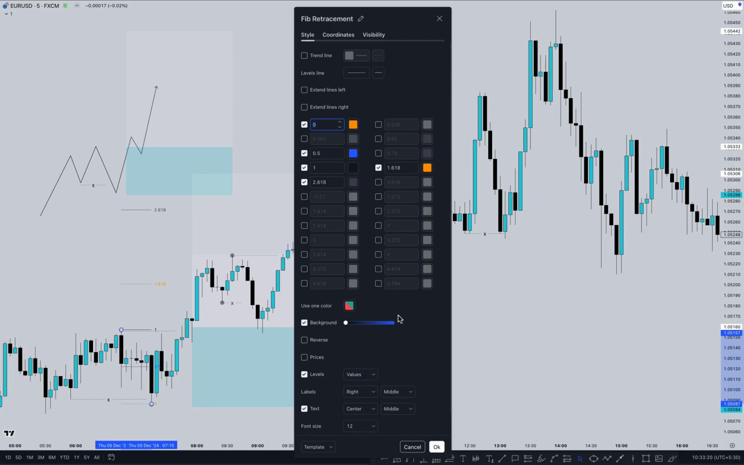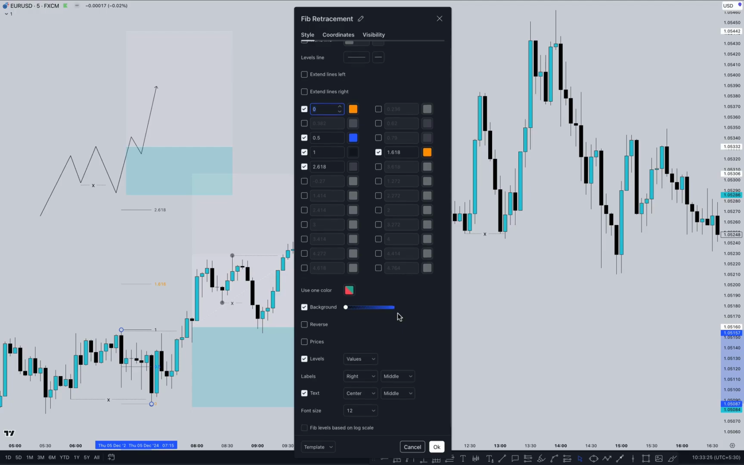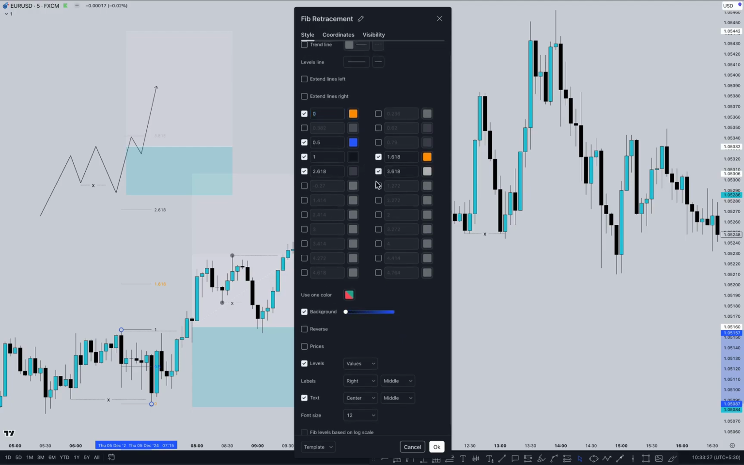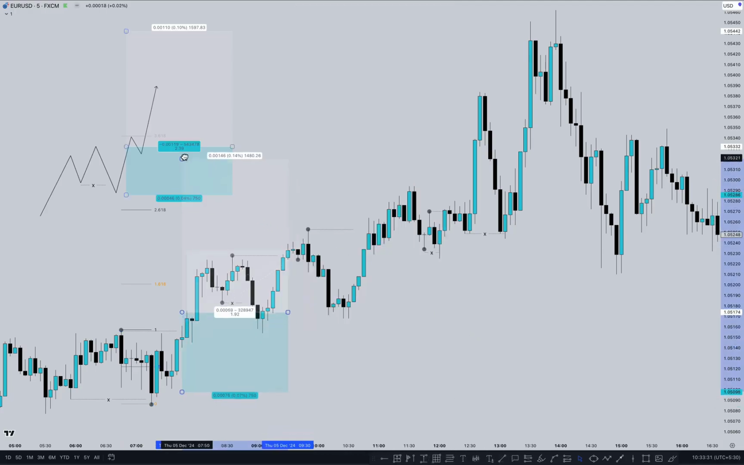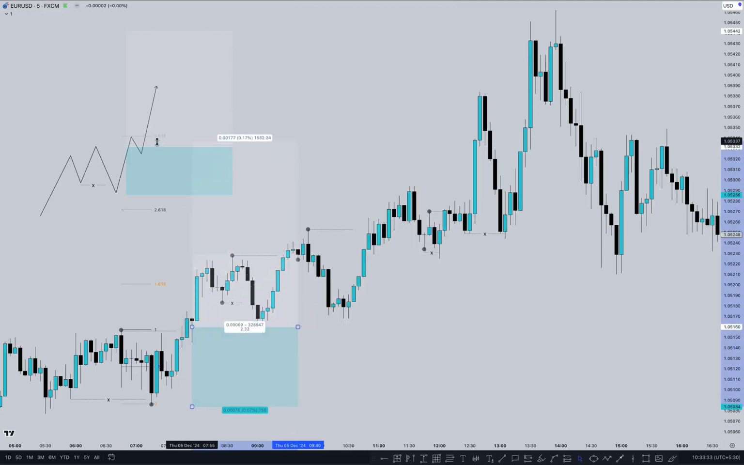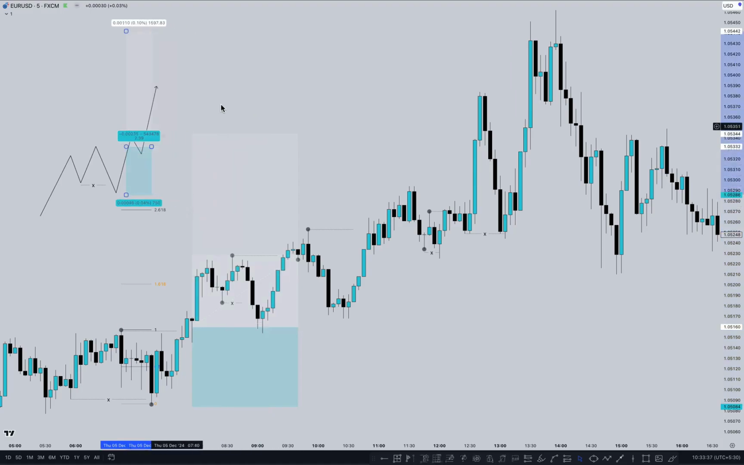This setting will help you to mark the take profit. 1.618 and 2.618 is your actual target, and also you can set a 3.618. It means you can set 3 targets here, which is almost at this point right here. Basically these levels help you to identify the target level. So this is our first entry here.